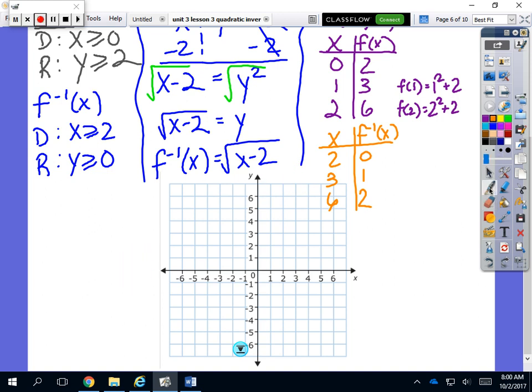Okay, so the first one, 0, 2, then 1, 3, then 2, 6. So there's f of x. And then the second one is 2, 0. Do that in orange. 3, 1, and 6, 2. See how they're flipped? Remember, this is supposed to be flipped over the line y equals x. So the line of symmetry is right here, x equals y.